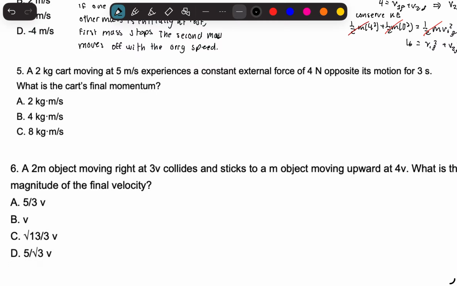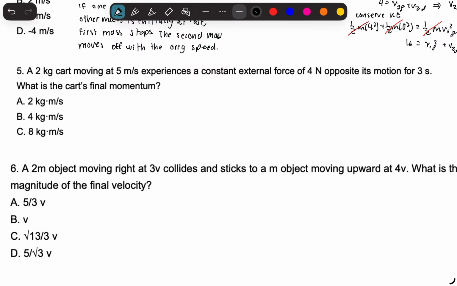And you have to find your impulse from your external force. So impulse is equal to the force times the change in time. Because we know that the force is going to be opposite its motion, that means that it is going to be a negative force. So if you have a negative force, we'll just plug that in here. Impulse is equal to negative 4 times 3, which is equal to negative 12 newtons times seconds.